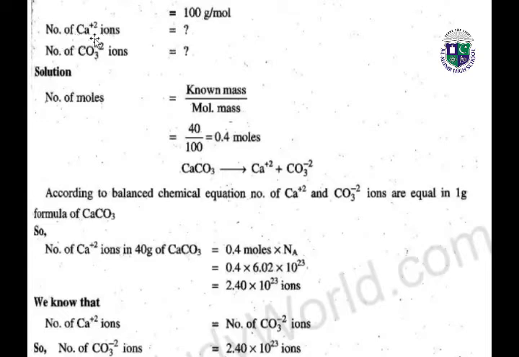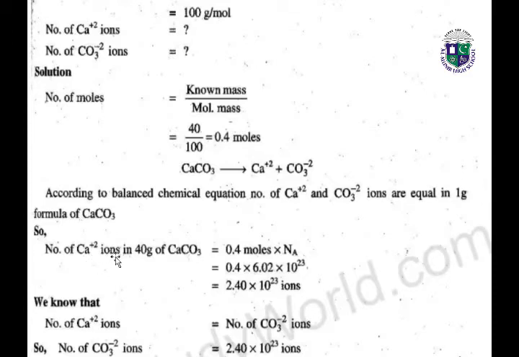We have to find out the number of calcium ions and number of carbonate ions. So number of moles is equal to known mass over molecular mass. Known mass is 40, molecular mass is 100. By dividing it, we get the answer in moles, 0.4 moles. So here we have this decomposition reaction in which calcium carbonate decomposes into calcium and carbonate ions. According to the balanced chemical equation, calcium and carbonate ions are equal in 1 gram formula of calcium carbonate.